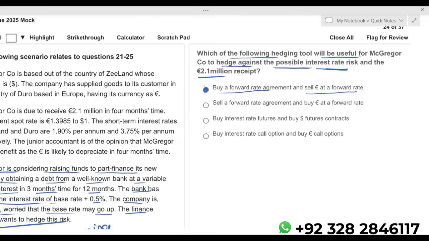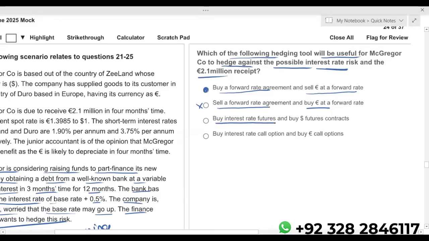When you buy a forward rate agreement, that makes the interest rate fixed for you. Another point is selling a forward rate agreement. No, we don't sell. The bank is the one which sells the forward rate agreement, not the counterparty. So that is why option two is absolutely incorrect. Plus, in order to hedge the receipts in euro, we don't buy forward in euro, we sell. So point number two is incorrect.